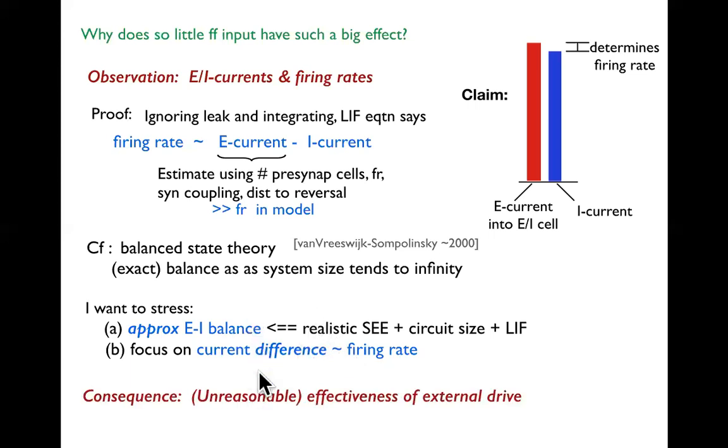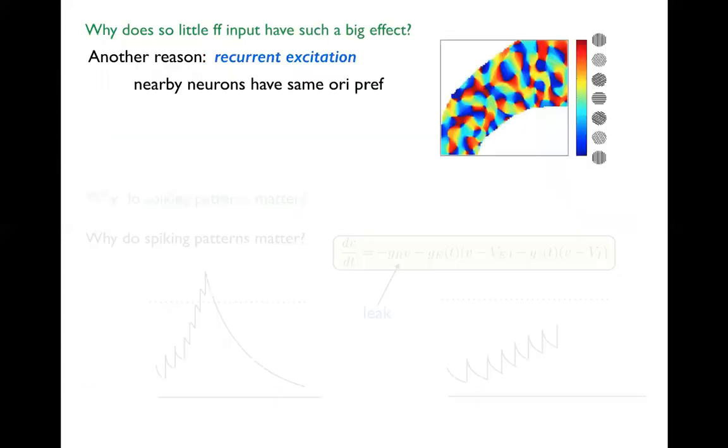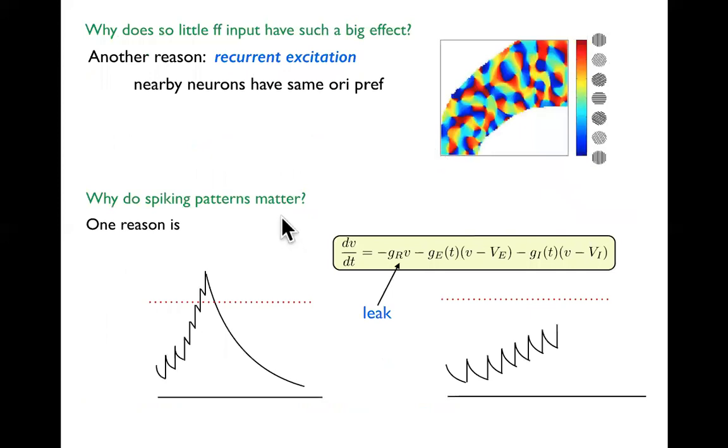So the consequence of this is an unreasonable effectiveness of external drive. The reason is that when they are so close, you don't have to send in a huge amount of current. You just send in a little bit of current, and once you disturb this gap, you will cause the firing rate of the V1 cell to differ by a lot. So this is how I understand why this feedforward input, so small, can have such a big effect. Another reason is there is recurrent excitation in the visual cortex, because the neurons that prefer the same orientation are grouped together locally. They are coupled more than farther away. So there's recurrent excitation.